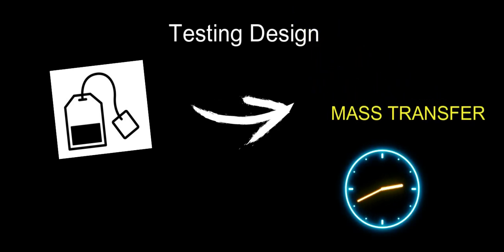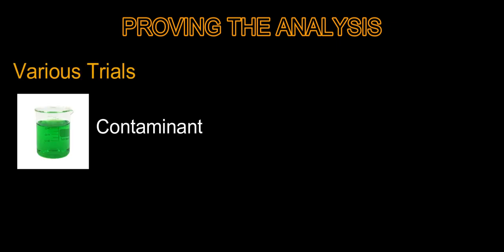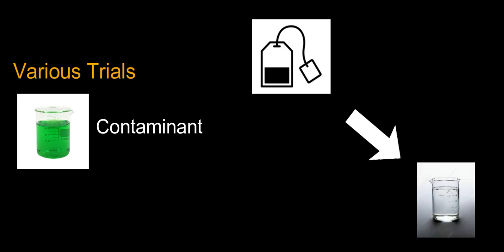Next, we can test this design by analyzing to see if the activated carbon tea bag can effectively perform mass transfer in a reasonable amount of time. If it does, then this design would hold true to be an effective way for the public to purify their water. To prove this analysis, we decided to run trials with food dye acting as a contaminant in water. We observed if activated carbon could remove food dye by analyzing the color change of the solution over time.